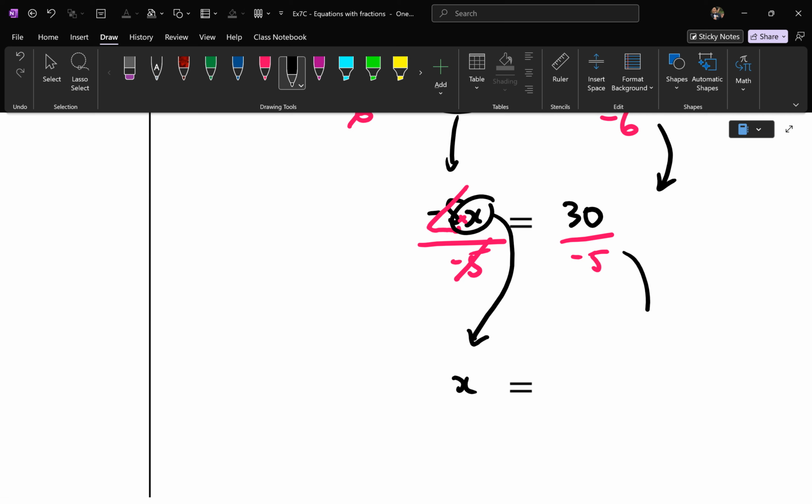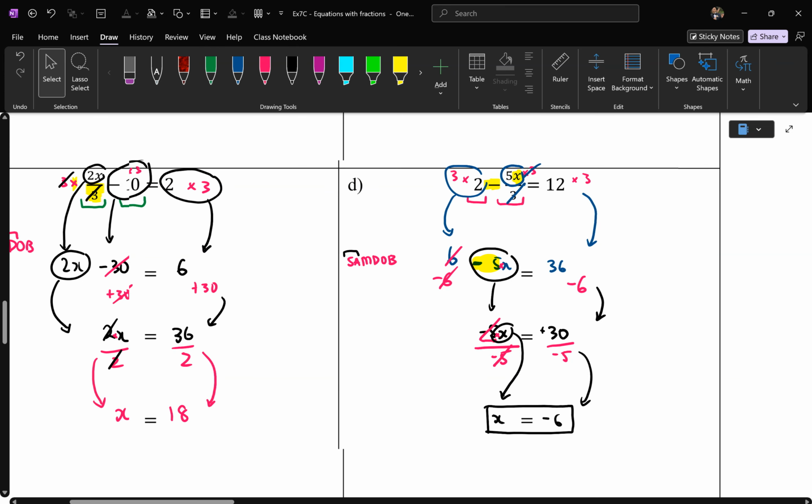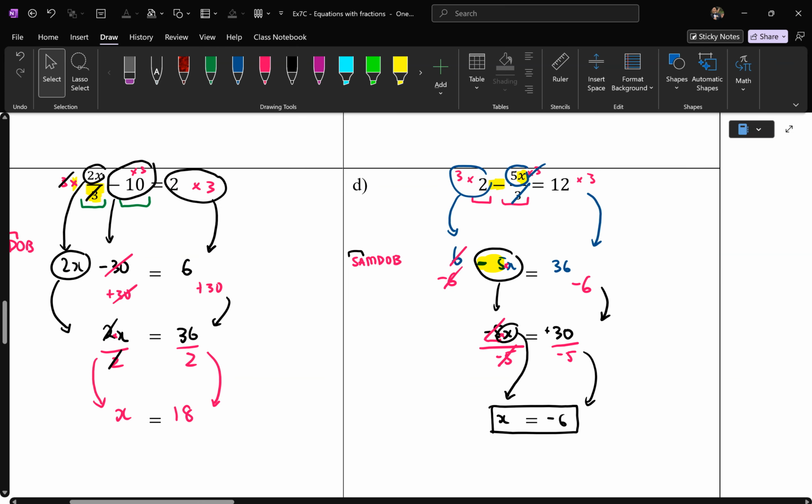x is equal to, now be careful, integers back in term 1. 30 divided by negative 5 is negative 6, because a positive and a negative gives you an overall negative. And so then 30 divided by 5 is 6. So your answer is x equals negative 6. Okay, so that last one is a very common mistake, a common misconception.